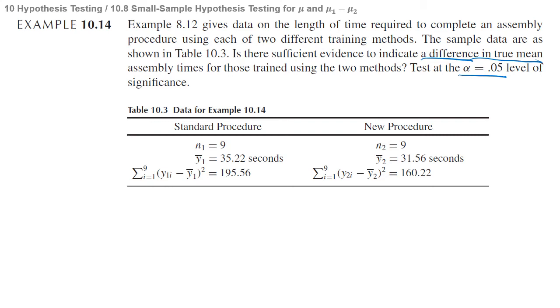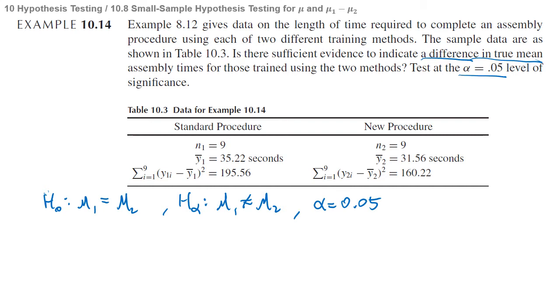So the first step is to set up the hypothesis, and the hypothesis is about the evidence of the difference in true mean. So our H0 is mu1 is equal to mu2, and our alternative hypothesis is mu1 and mu2 are different. So this is our hypothesis, and the level of significance is 0.05.